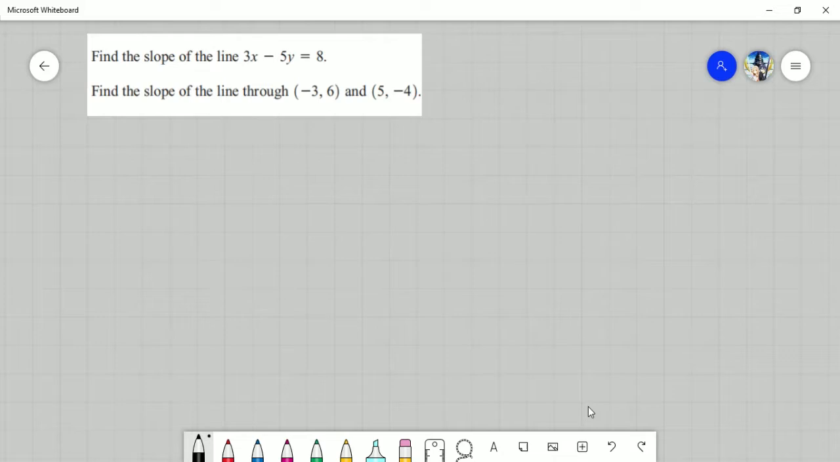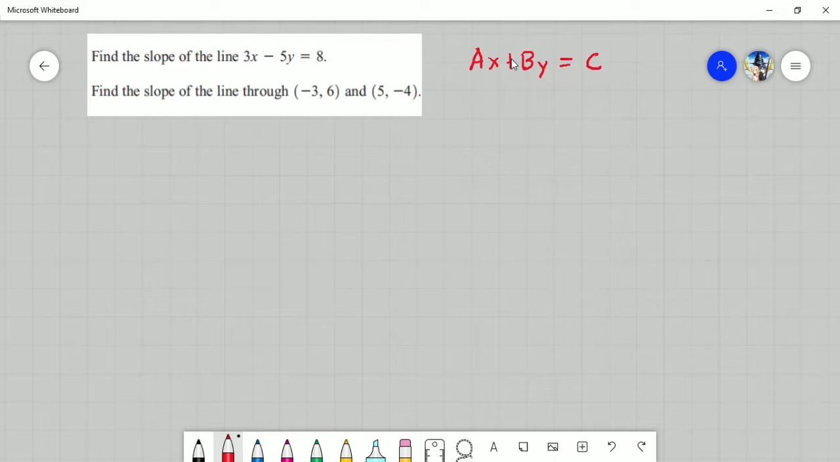Now, again, as I said, in this problem they're giving us an equation in its standard linear equation form. That is ax plus by equals c. That's our standard linear equation form. And they want us to find the slope.